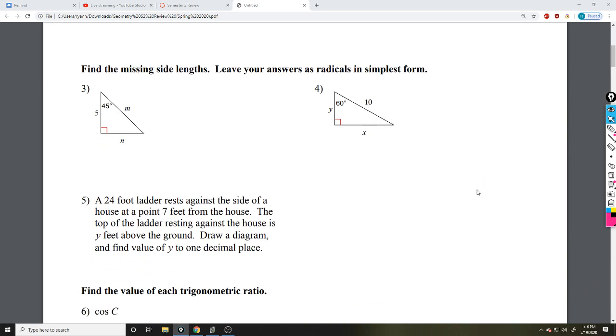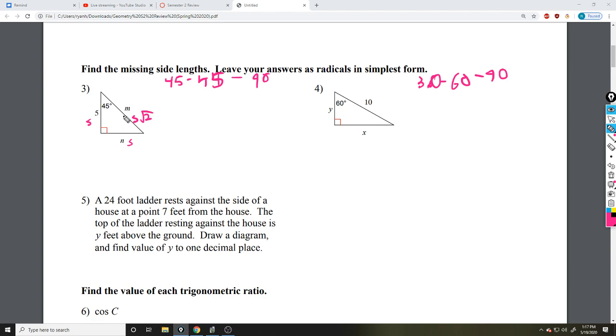All right, find the missing side lengths. I tried to make these ones pretty easy. This is a 45, 45, 90, and here's a 30, 60, 90. Can't write today. So over on the 45, 45, 90, the idea is that our side lengths are the same. And then our hypotenuse is whatever the length of the leg was, times the square root of 2. That was our pattern for 45, 45, 90.